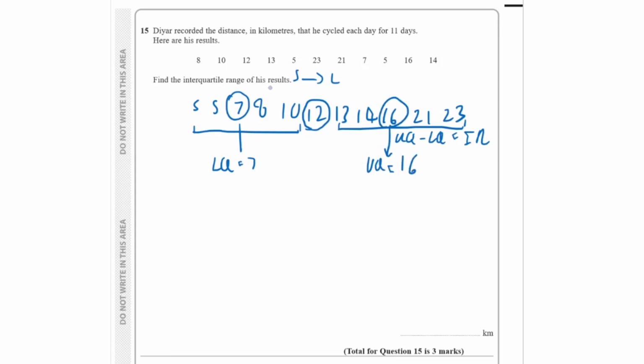Now to find interquartile range, we simply find the difference. So 16 minus 7 is equal to 9. So interquartile range is equal to 9 kilometers.